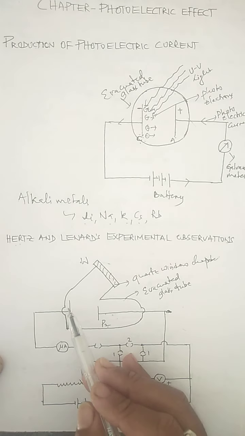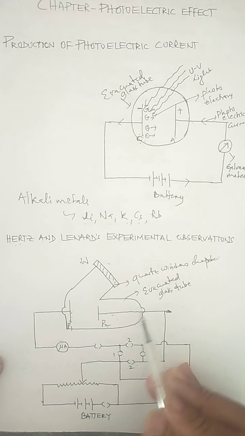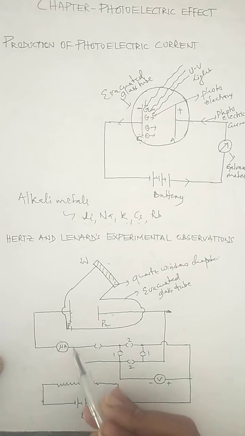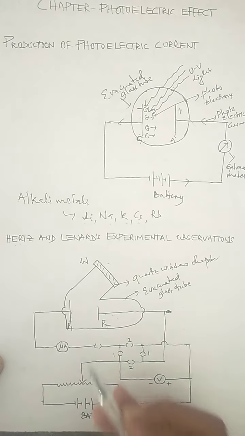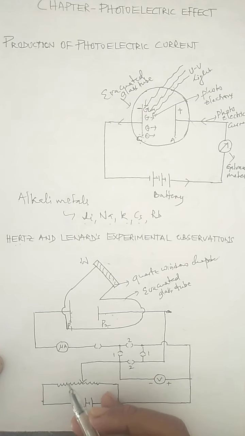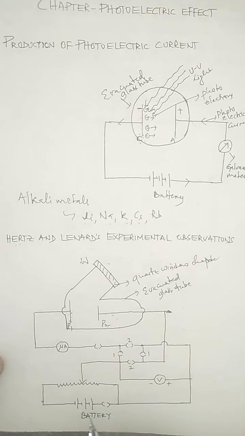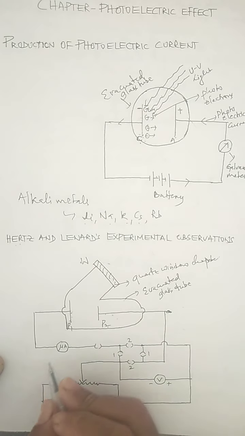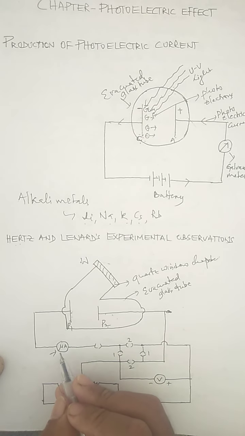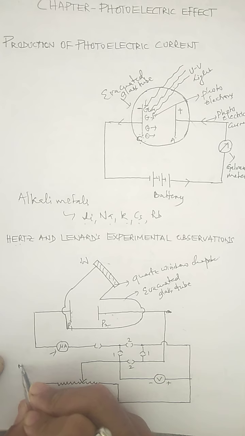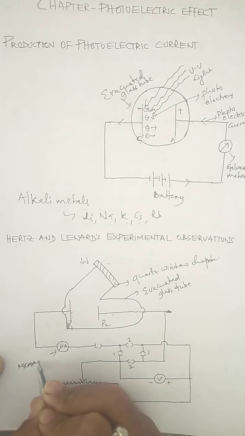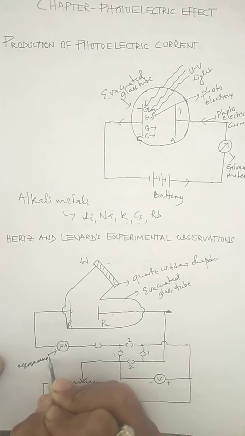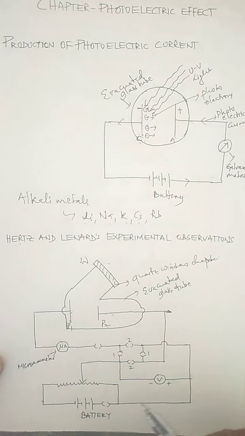Now, these two plates, P1 and P2, you can see are connected through a device, and this device is an instrument called a micro ammeter. This micro ammeter measures the current flowing through the circuit. So this microampere symbol means micro ammeter, because a micro ammeter measures current in the order of microamperes.